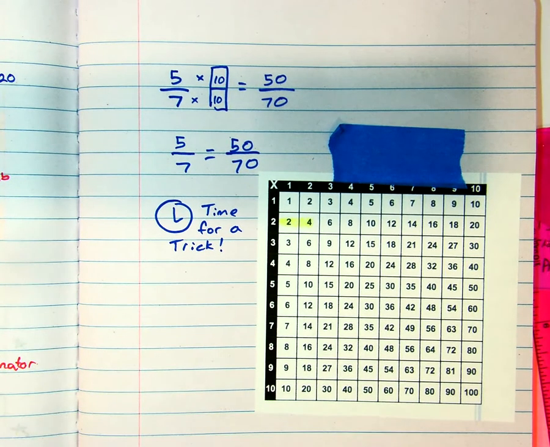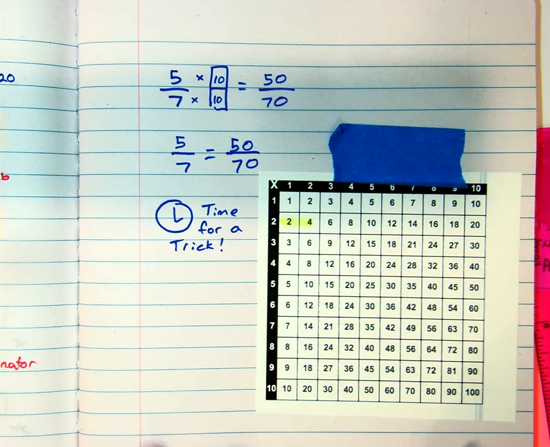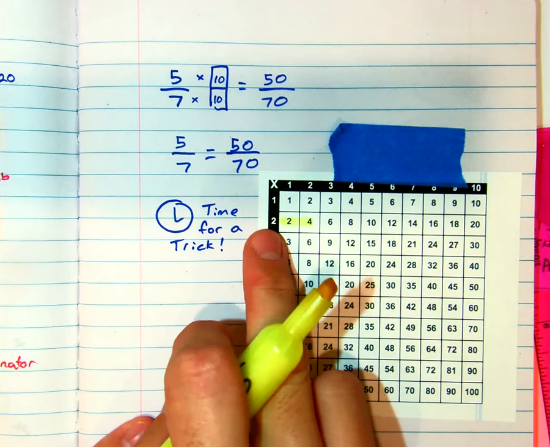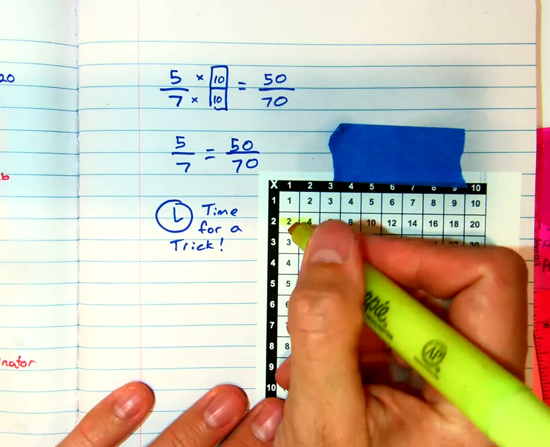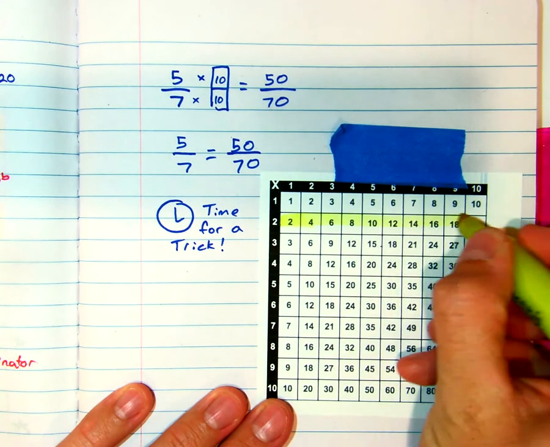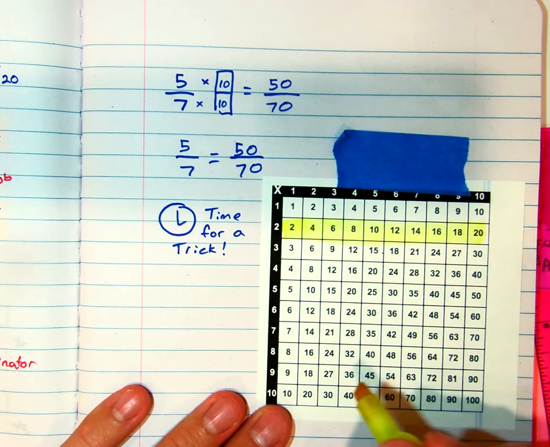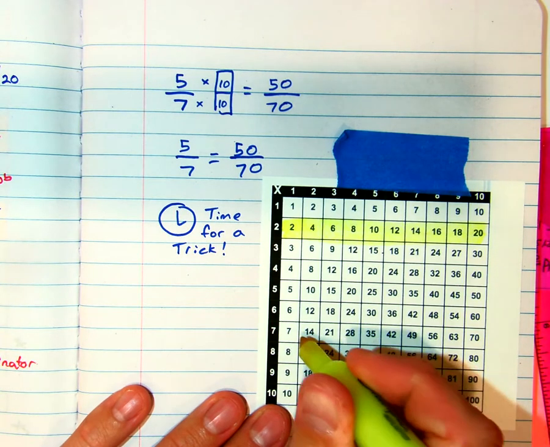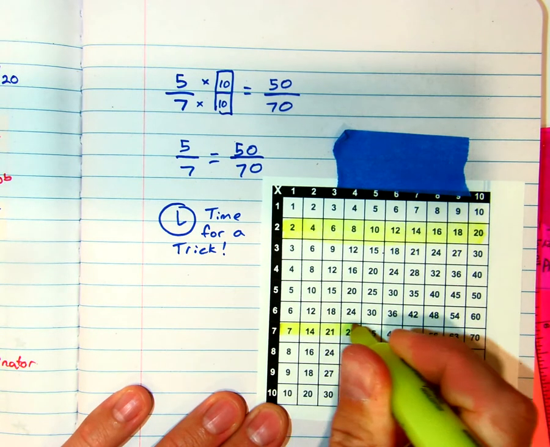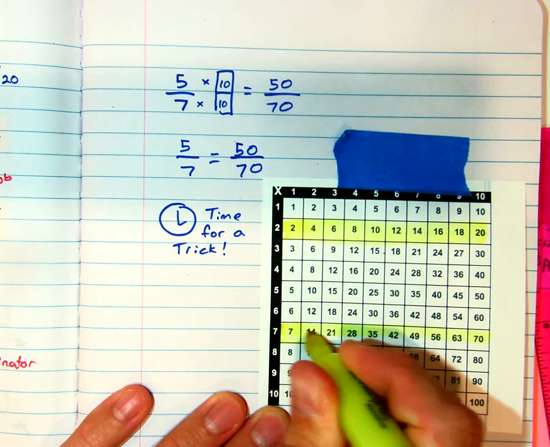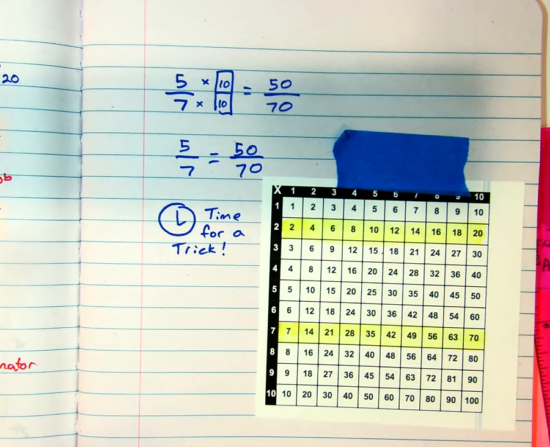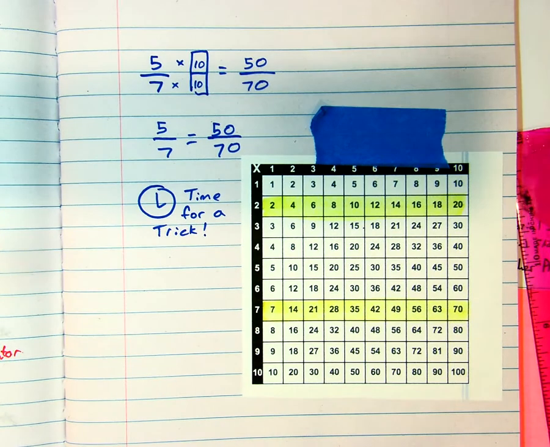I want to show you a trick and tip for finding equivalent fractions. I'm going to take the whole row of 2 and highlight it. All right. And then I'm going to take the whole row of 7 and highlight it. All right. And without realizing it, I've actually made 10 equivalent fractions.